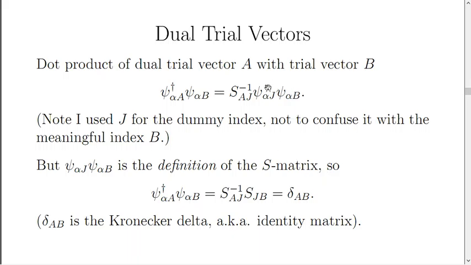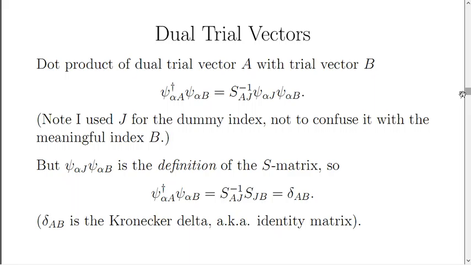However, this part of this equation, psi sub alpha j, psi sub alpha b, with an implied summation over alpha, Einstein summation convention, that's just the definition of the S matrix. So this turns out to be S matrix inverse times S matrix. And that's going to be the identity matrix, which I've written as delta sub AB, because delta sub AB is the Kronecker delta, also known as the identity matrix.